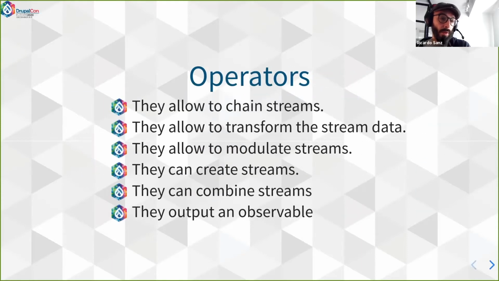The operators are the second fundamental part. They are used to chain observables because they read from an observable and they output data as an observable. They allow data to be transformed in more or less complex ways, but it also allows flows to be modulated. For example, preventing data from passing if it does not meet certain conditions.